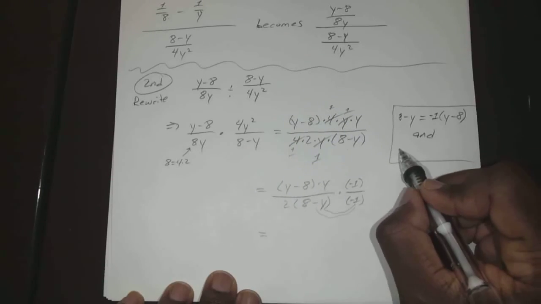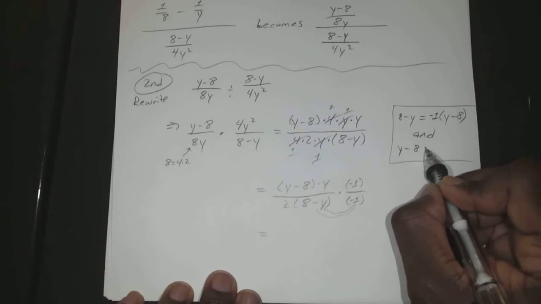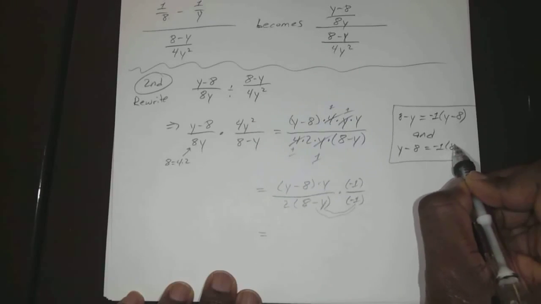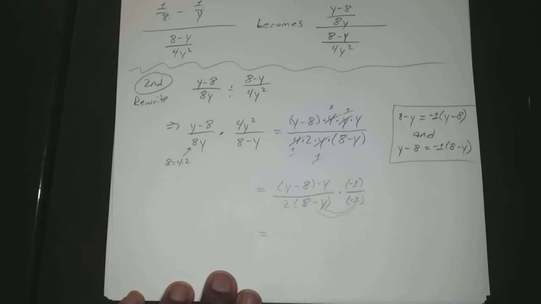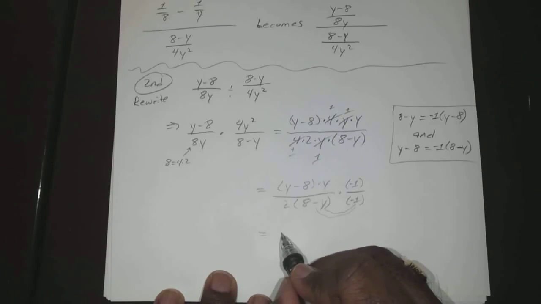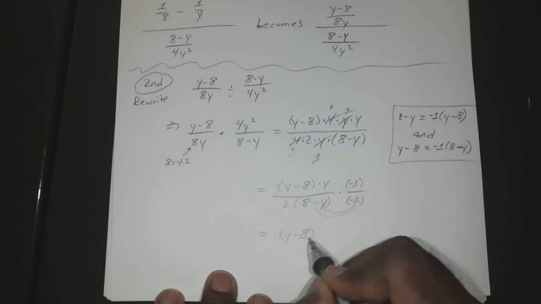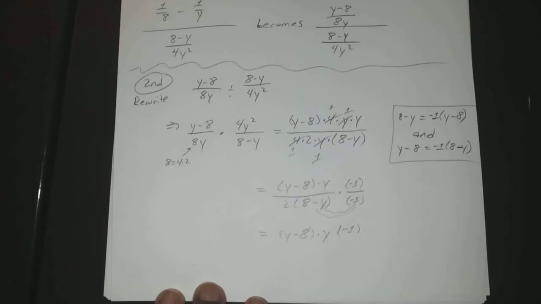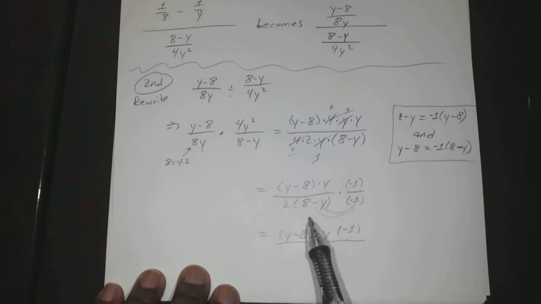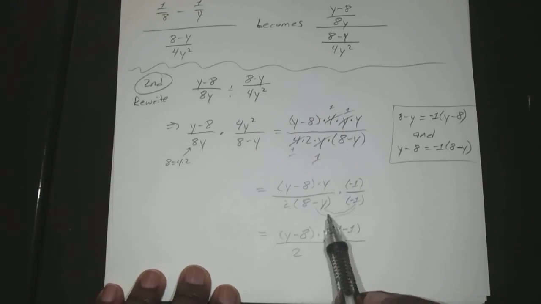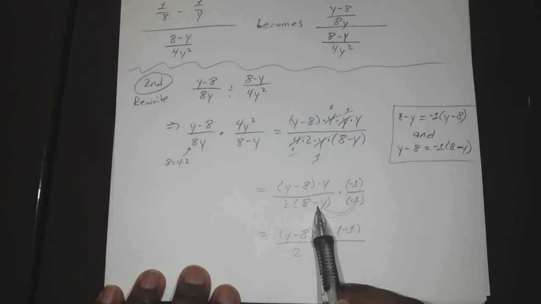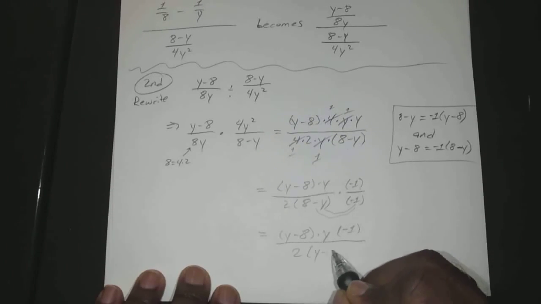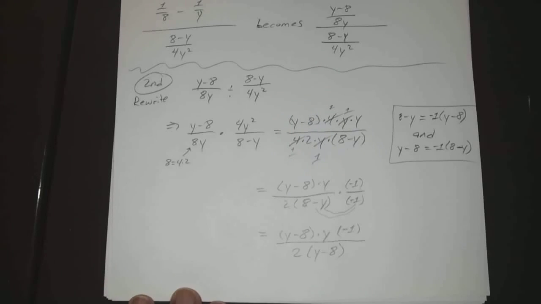Actually, y minus 8 is also equal to negative 1 times 8 minus y, so you can use either one. Okay, so this becomes y minus 8 times y times that negative 1, because we didn't distribute that one, all over 2. Remember, negative 1 times 8 minus y is y minus 8. So 2 times y minus 8.